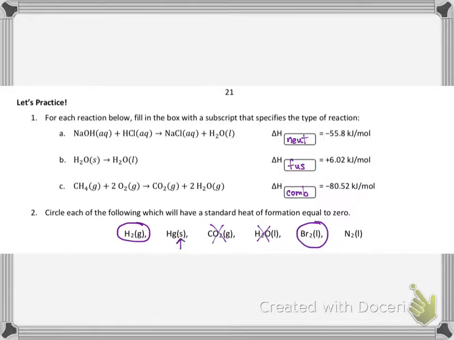But, fun story about mercury. Mercury is not solid at room temperature. Same thing with nitrogen. Nitrogen is not a liquid at room temperature, so those would not be equal to 0.